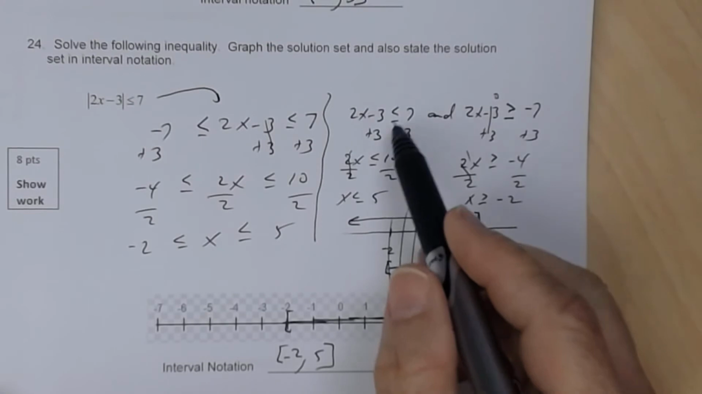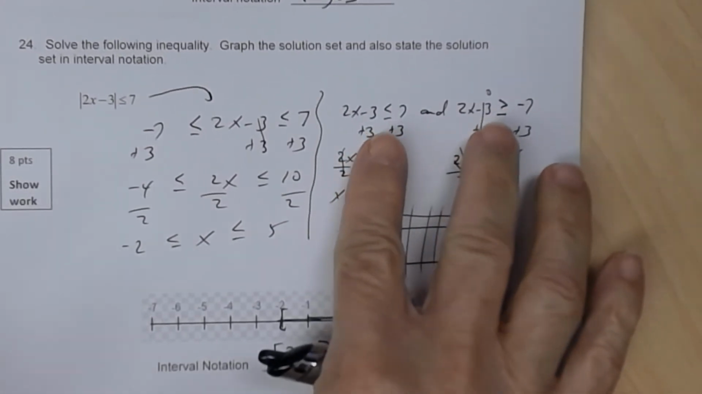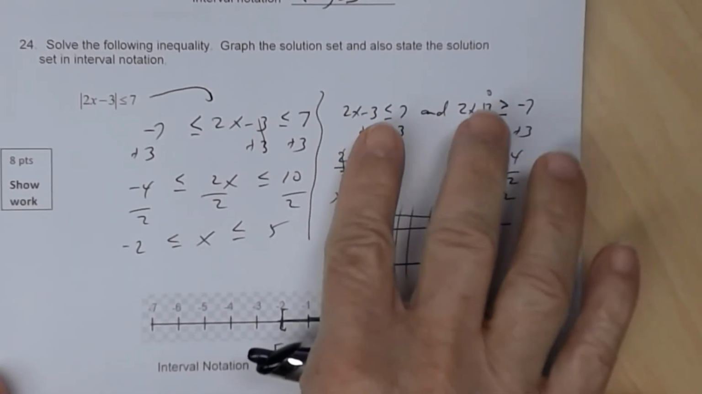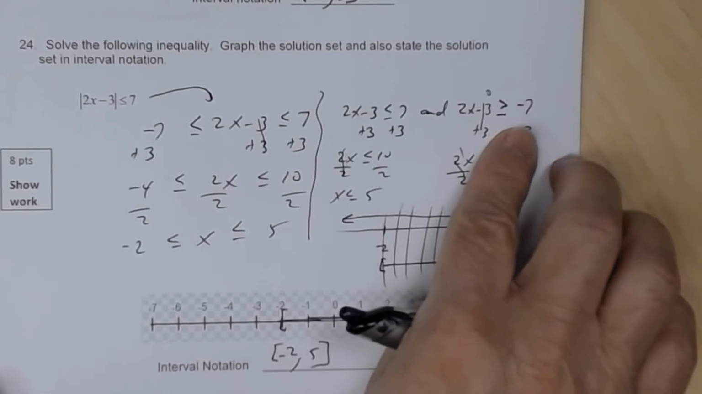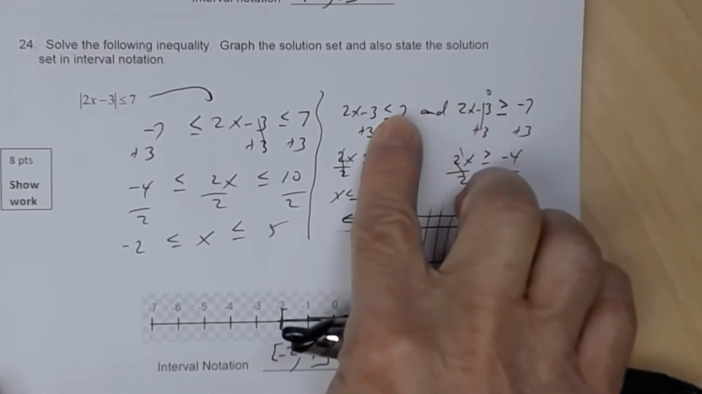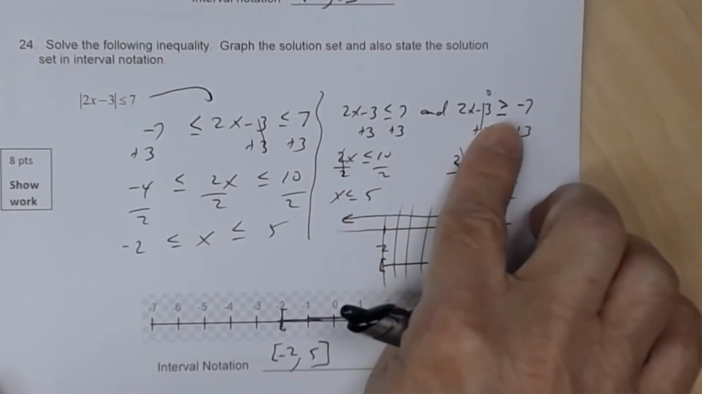Also keep in mind that usually, for the most part, there are some students that forget that even though they remember the and, they'll not say greater than or equal to negative 7, they'll say less than or equal to negative 7, and it's not. One is less than or equal to, the other is greater than or equal to. Okay?